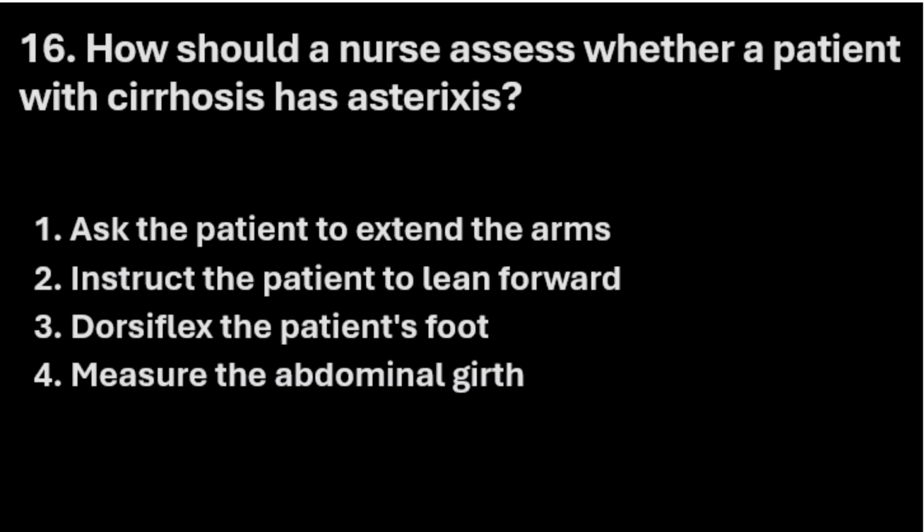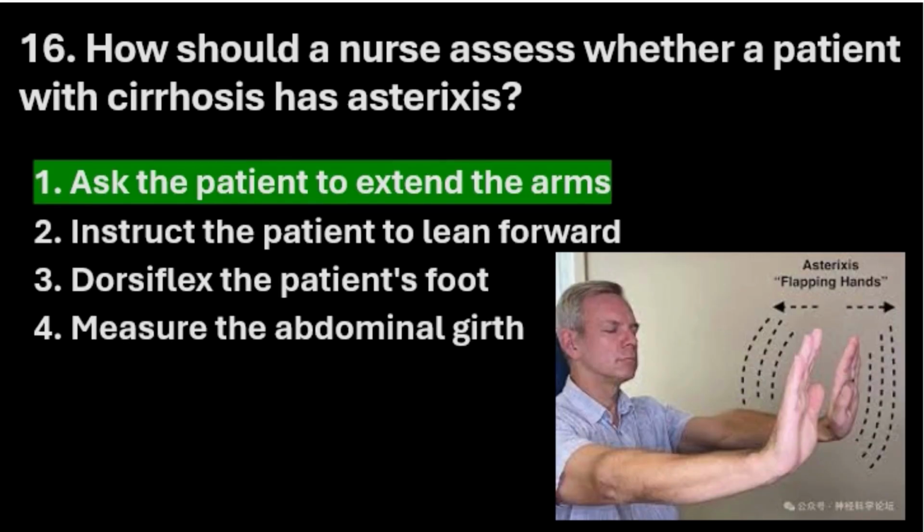Next question. How should a nurse assess whether a patient with cirrhosis has asterixis? Option 1, ask the patient to extend the arm. Option 2, instruct the patient to lean forward. Option 3, dorsiflex the patient's foot. And option 4, measure the abdominal girth. The right answer is option 1, ask the patient to extend the arm.